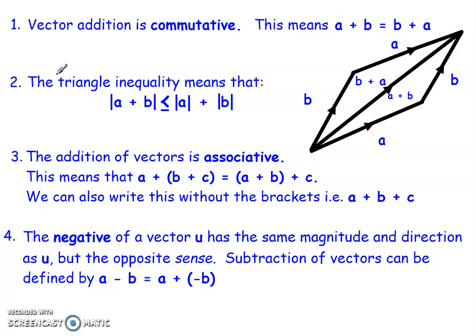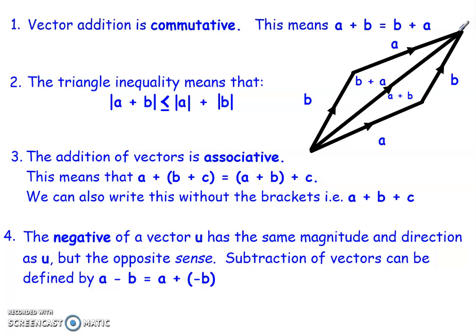Second one is that the triangle inequality means that the magnitude of a plus b is less than or equal to the magnitude of a plus the magnitude of b. This kind of comes from a bit of common sense. If we just look at this bottom part of this triangle here, the magnitude of a plus b is that direct joining of the point at the start and the point at the end. If we were to look at the magnitude of a plus the magnitude of b, essentially we've gone from here to this point and then this point to the end. So we've almost taken a detour. So this is going to end up being a longer journey, i.e. the size of a plus b is going to be less than the size of a plus the size of b.